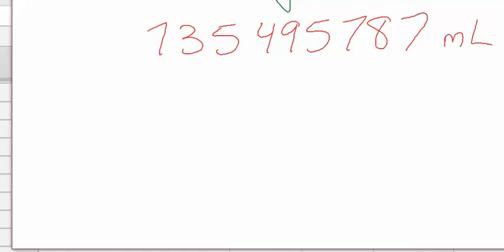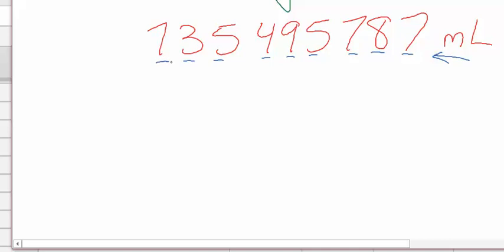Here's another example. So this value has a lot of numbers in it. There's no zeros whatsoever, so it's very easy to count my number of significant figures. So I have no decimal, so I'm going to start on the right, work my way to the left. 1, 2, 3, 4, 5, 6, 7, 8, 9 significant digits here.